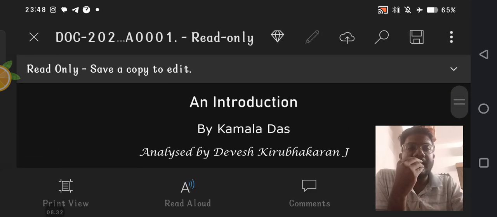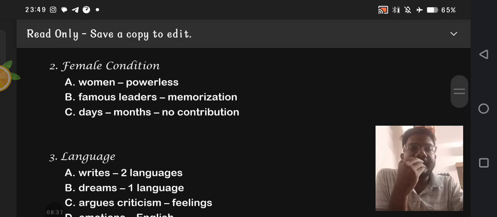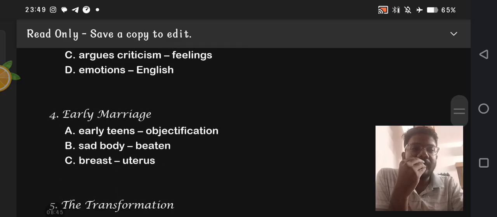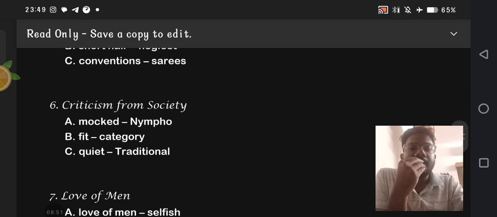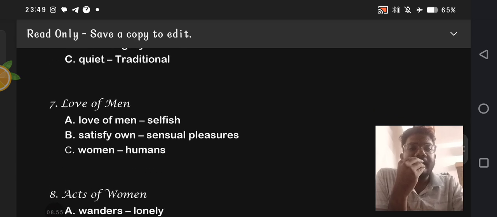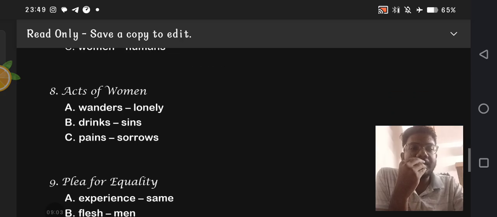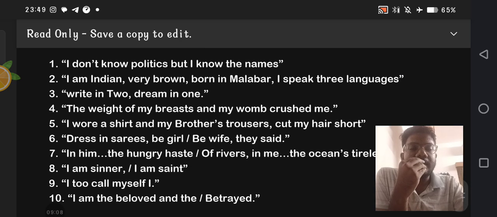So let's quickly summarize this poem. So we introduce the poem. So this poem explicates the female condition in this patriarchal society, starting with the languages. The criticism starts from languages, pushed off to early marriage, then the transformation out of these experiences, and the criticism which she again gets for transforming. And she describes the love of men because of how women are exploited and how women react to it and how they ask for equality, and the conclusion.